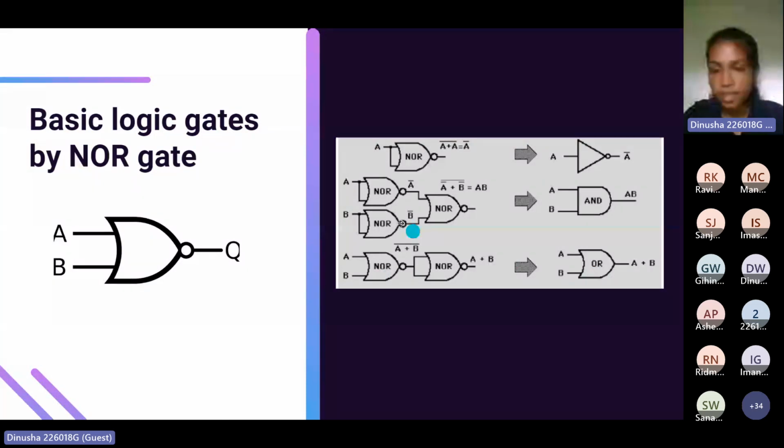Likewise, we can make an AND gate using NOR gates like this. We must connect the outputs of two NOR gates to the NOT gate which we made from the NOR gate, and it gives us the AND gate.